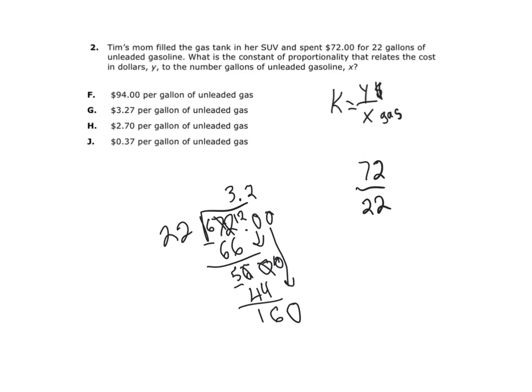22 should go into 160, I believe, 7 times. Let's multiply it out to make sure. We get 14, 14, 15. Yep, 7 times. We get 154. 6 left over. Now, with money, we can only go out 2 decimal places. We can see in our answer choices up here, there's no other answer that is even close. So 3.27 is the answer. Again, please show all of your work on your test corrections.